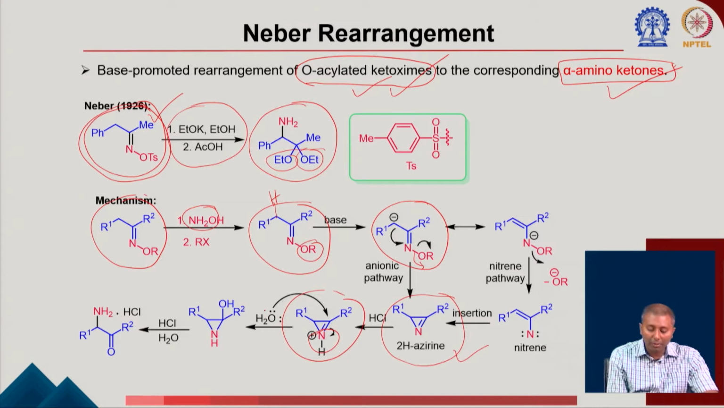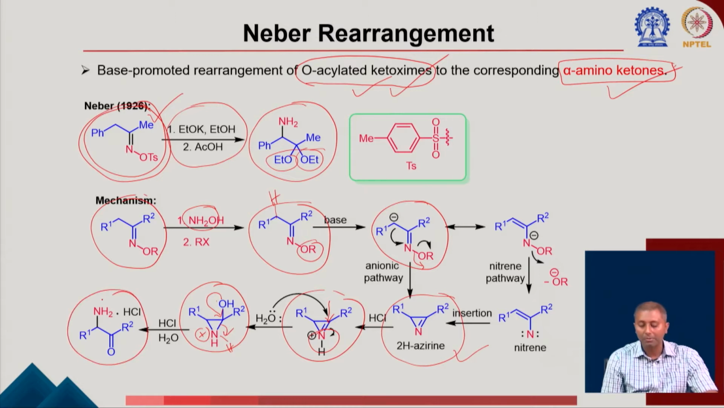Now water can attack in this position, forming this particular intermediate. Now in the presence of acid, what is going to happen? It can protonate again, and this will allow opening of the aziridine, which is going to form these alpha amino ketones. It can also be proposed that this reaction goes through a nitrene intermediate, and after formation of the nitrene it can go for insertion to get this particular 2H-azirine compound, which can further go through this reaction to the corresponding alpha amino ketone compounds.